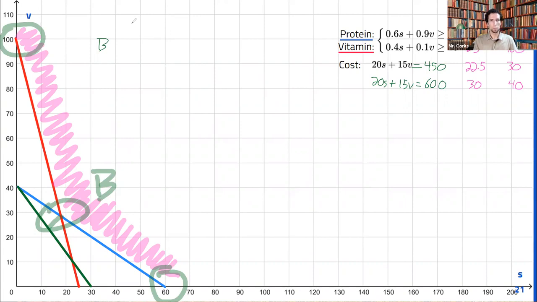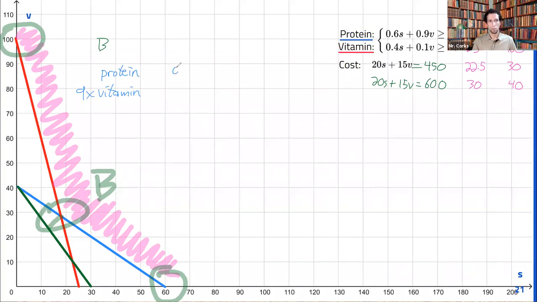So let's do this here in blue. So we have our protein one and we have our vitamin one. So let's do elimination. And if we eliminate, what should we be multiplying each of these by to be able to eliminate? Or sorry, which variable do we want to eliminate? Let's decide that. V. V, okay. So then we're multiplying vitamin by 9.